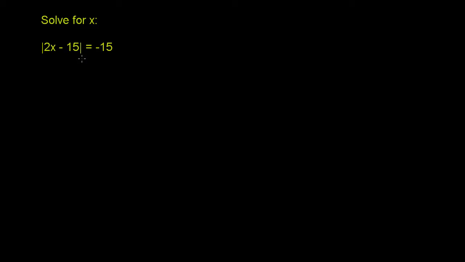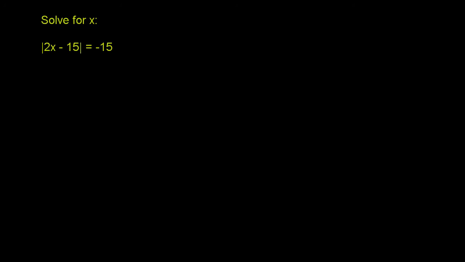Solve for x. We have the absolute value of 2x minus 15 is equal to negative 15. Now let's think about it a little bit. Can we get an absolute value of any number being equal to negative 15? Remember, absolute value means your distance away from 0.